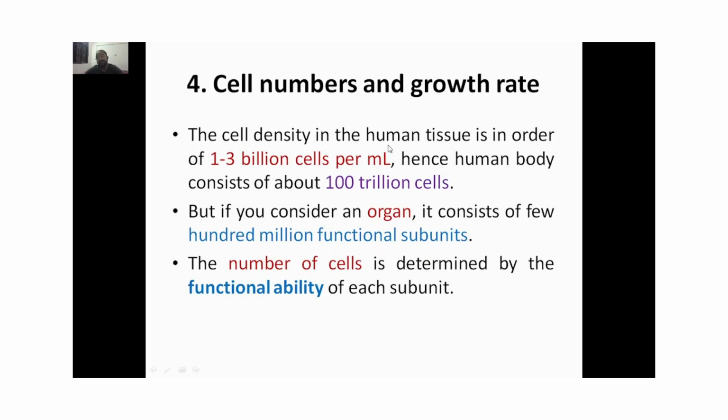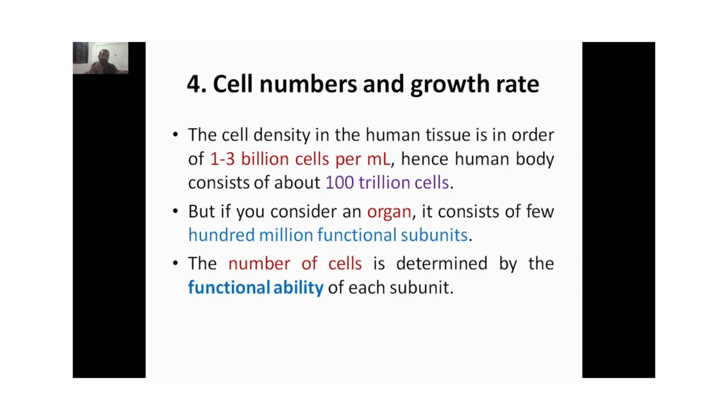The cell density in human tissue is on the order of 1 to 3 billion cells per ml. This means per ml we have 1 to 3 billion cells. Can you imagine, in such a small space we have almost 1 to 3 billion cells. Hence the human body consists of around 100 trillion cells. Can you just imagine 100 trillion cells? But if you consider a particular organ, it consists of a few hundred million functional subunits.